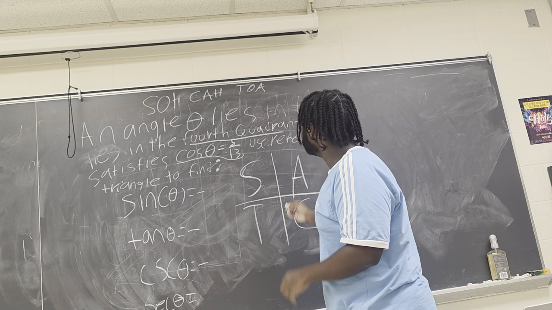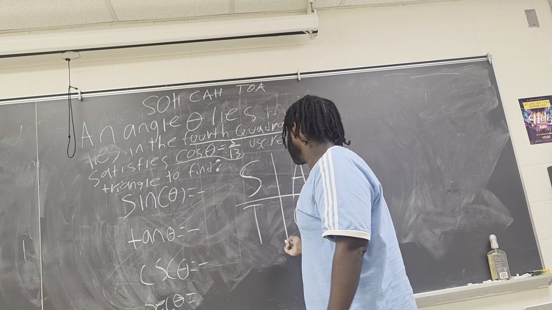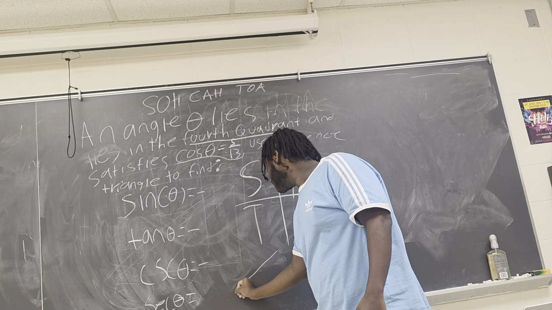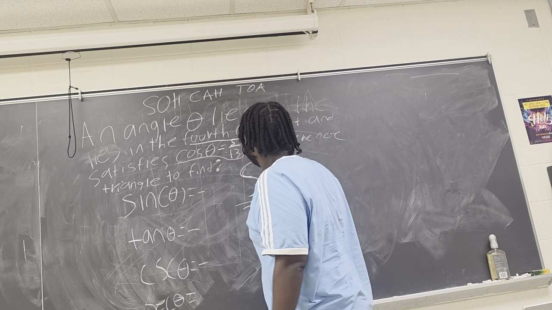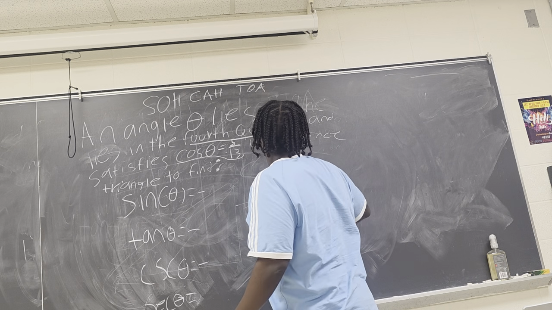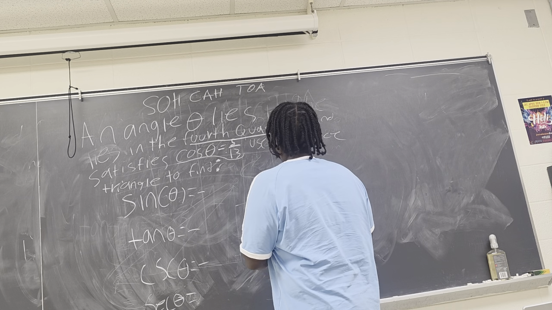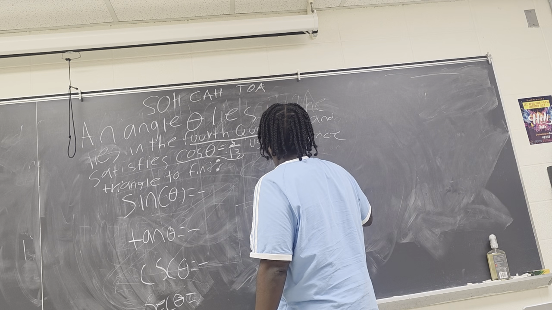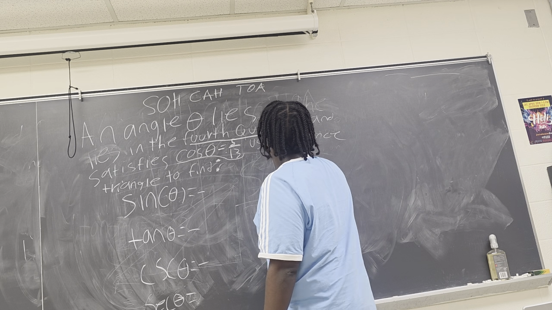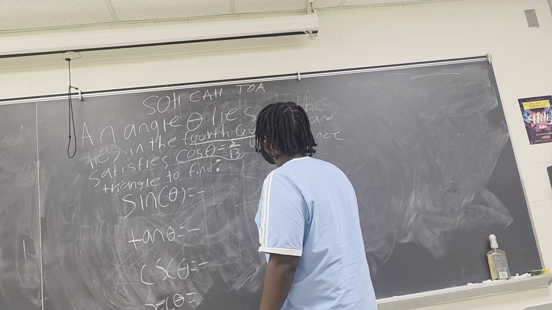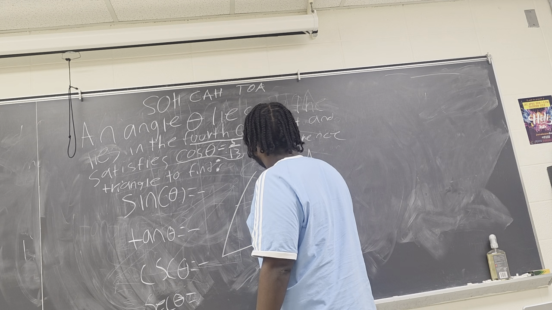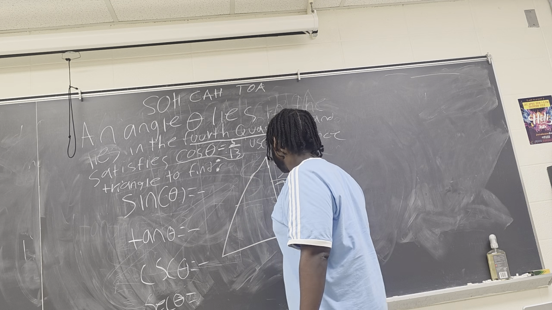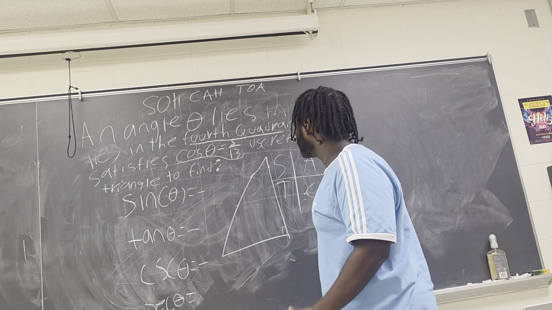So it says to use a reference triangle. We can draw a triangle, though it'd probably be easier to do it without a reference triangle, but we can do that. Right, here's our triangle, a 90-degree triangle.